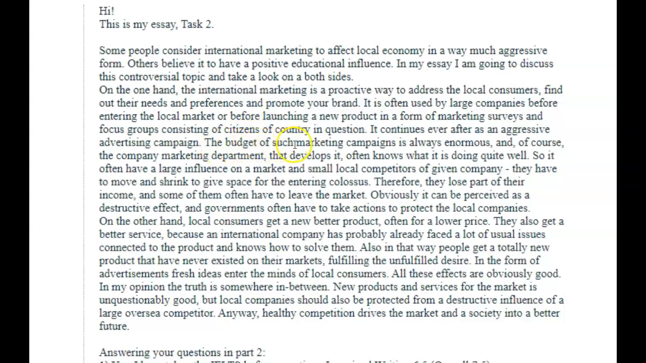The budget of such marketing campaigns is always enormous, and of course, a company marketing department, you don't need these commas here, that develop it often knows what it is doing quite well. So it often have a large influence on a market and small local competitors of a given company. They have to move and shrink to give space for the entering colossus. Therefore, they lose part of their income, and some of them often have to leave the market. Obviously, it can be perceived as a destructive effect, and governments often have to take action to protect the local companies. Okay.